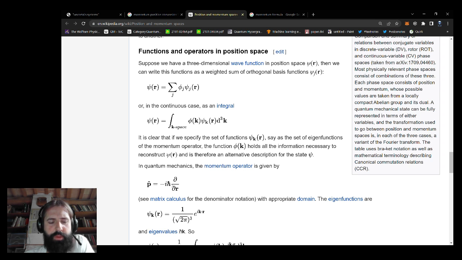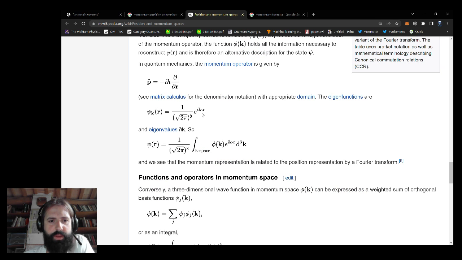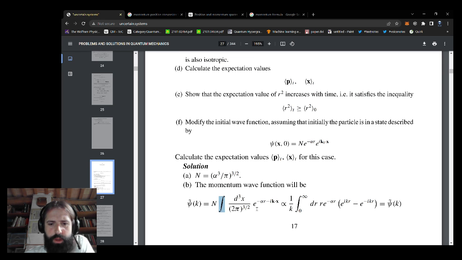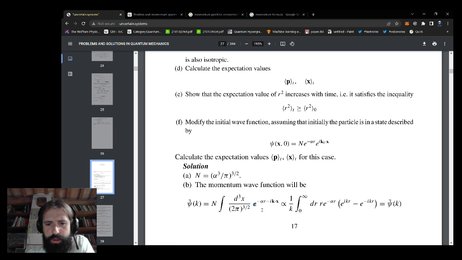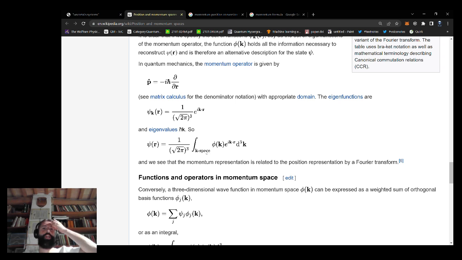Okay, so the momentum operator. Oh, look at this. So this is what's being applied there, I guess. This here, square root of 2 pi. So that's really it. Okay, so this is just a prescription. So just put this in here, whatever that is. Okay, so that's the general thing.